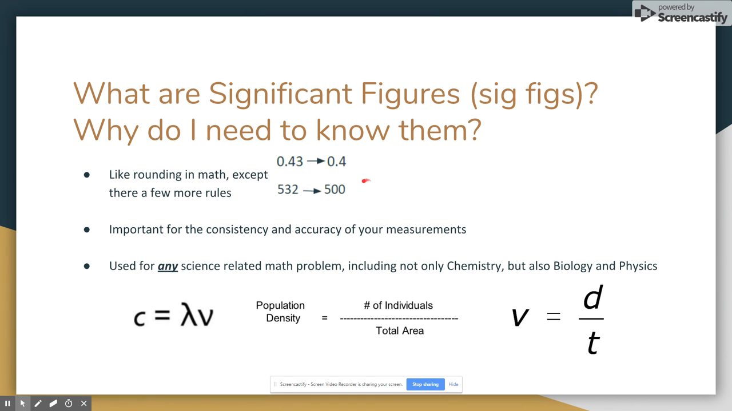So one, they're like rounding in math. They're pretty simple. That's the general concept. And why do you need to know them? Because during any type of math or science related math problem, it's important to round to sig figs. Say you're doing an experiment, it's going to keep your answers and results consistent and accurate, because some measurement tools will provide more accurate or more precise answers than others. So that's why you have to round to sig figs, to keep it more broad and more general. And you'll be using it in any type of science: physics, chemistry, and biology.